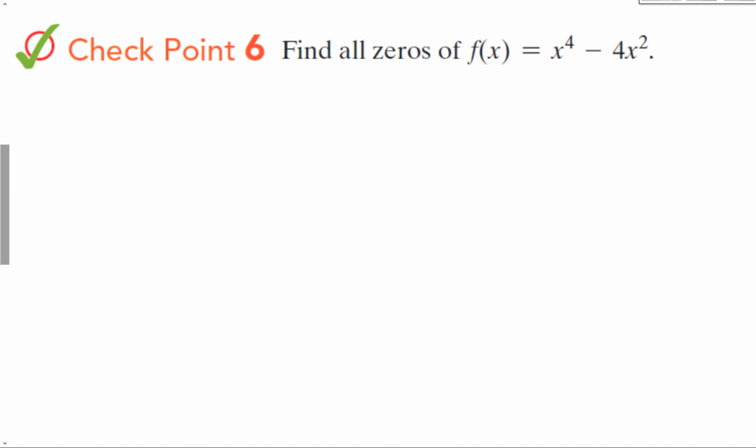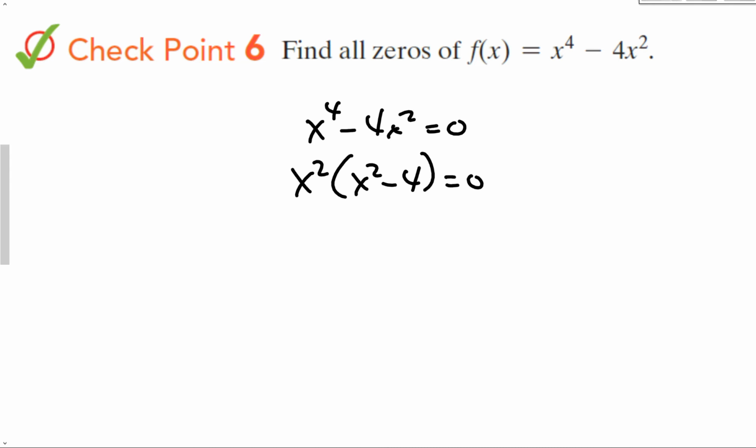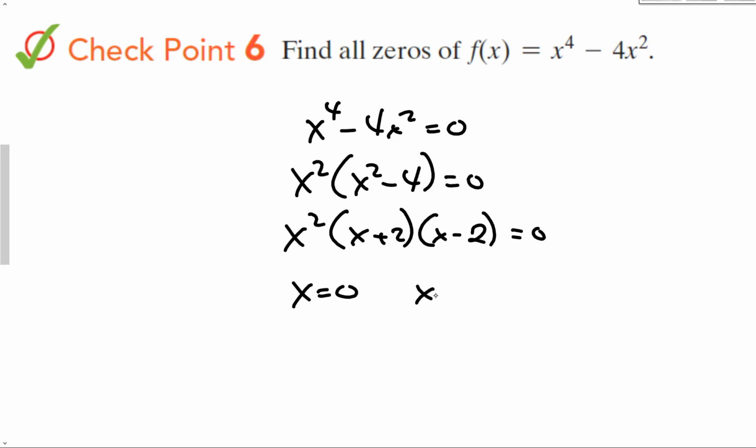Our checkpoint question: find all the zeros of x to the 4th minus 4x squared. Again, set it equal to 0. Factor out an x squared and set each piece. Well, let's factor this one more time for fun: x plus 2, x minus 2. It is always good to factor as far as you can, and that will give you a good representation of what is happening with the function, especially when we go to graph it. Okay, so now x is equal to 0 there, and x is equal to plus or minus 2 for these 2 terms.